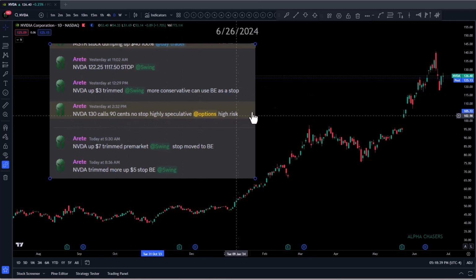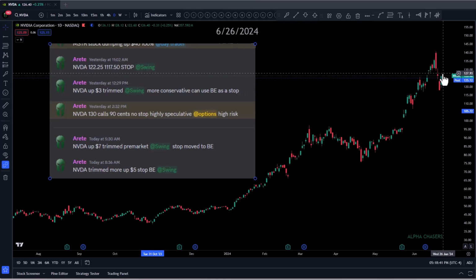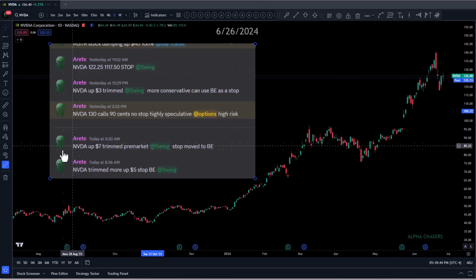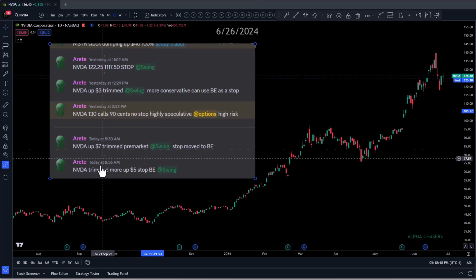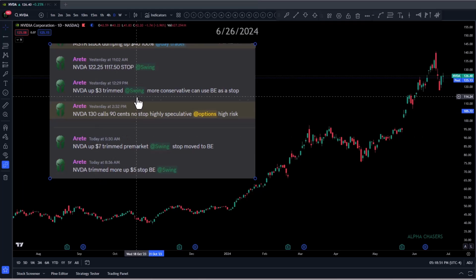We actually did well with those. We would have done better had it opened where it was supposed to open, where I wanted it to open when you were pre-market at 130. But then at 5:30 this morning, I'm looking at it and going, all right, I'm up 7, I've got to trim. I'm up 5. It's 8:30. I have to trim.